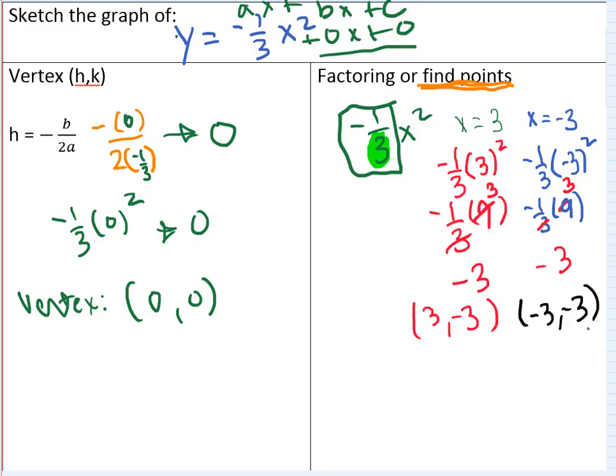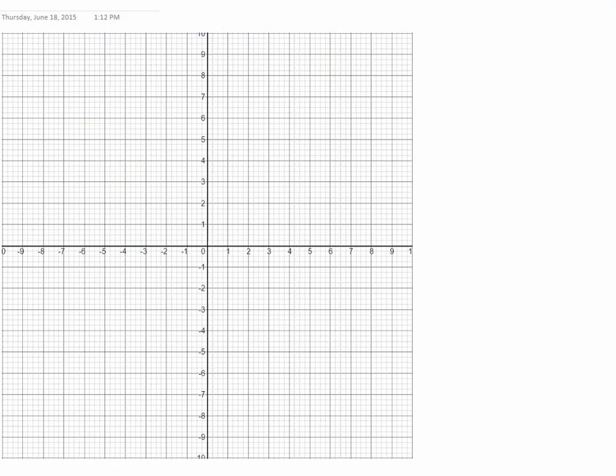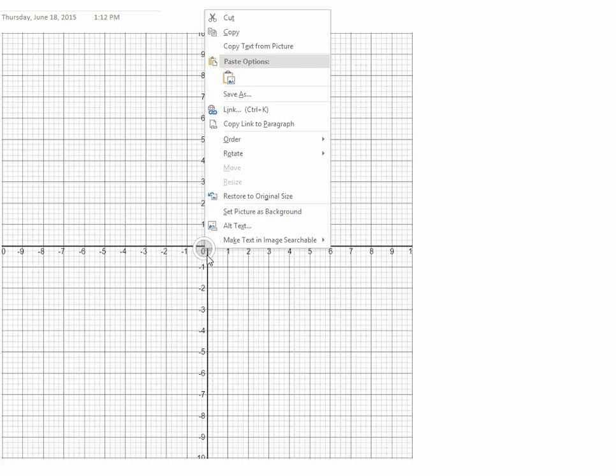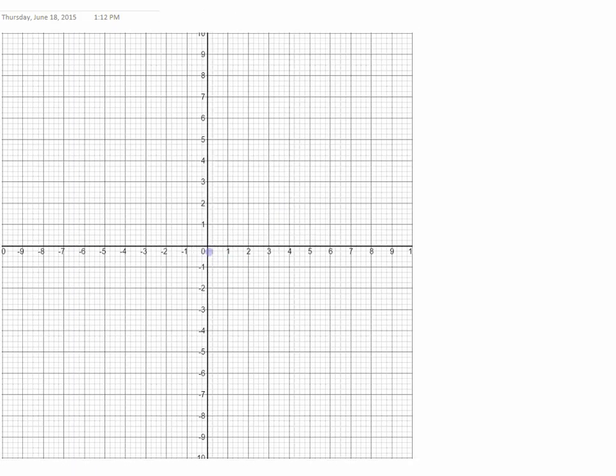Okay, so we got 2 points to plug in: 3, negative 3, and negative 3, negative 3, and 0, 0. So let's go graph those. So we're going to go to 0, 0. We're going to go negative 3, negative 3, and then 3.